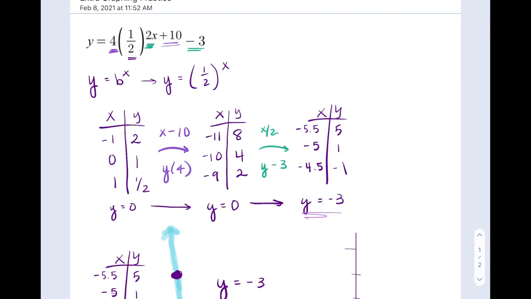Then we applied our horizontal transformations in reverse order of operation and opposite operation. So we did the addition first, and it was subtraction. Then we did the multiplication, and it was division. Then we did our vertical transformations in PEMDAS order and in the operation that they asked for. So we first multiplied our y values by 4 and then subtracted 3.